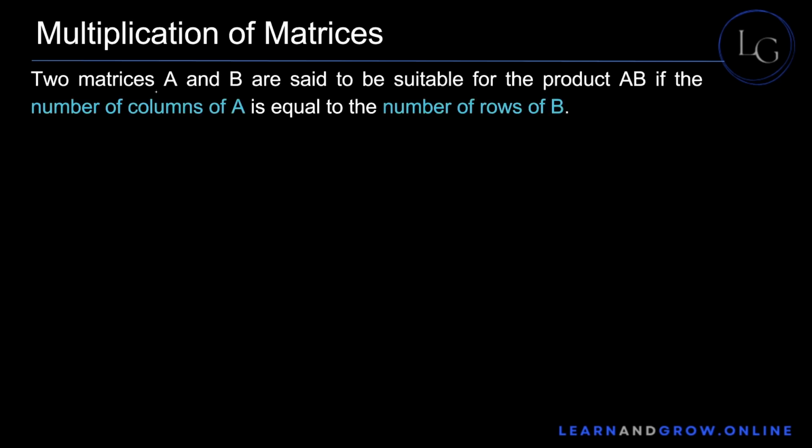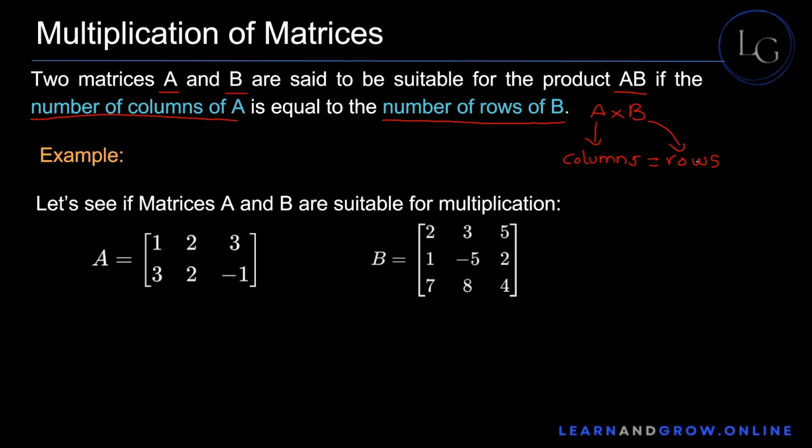So if you have two matrices A and B, they are suitable for multiplication, as in A multiplied by B, if the number of columns of A is equal to the number of rows of B. So A multiplied by B is only possible when the number of columns of A is equal to the number of rows of B.